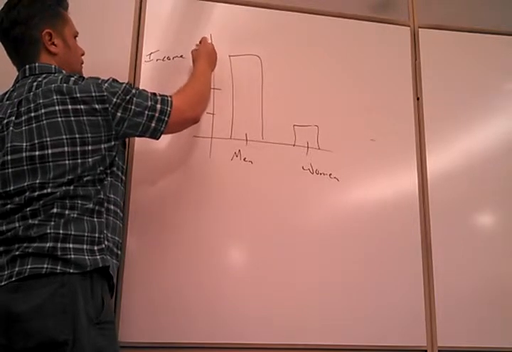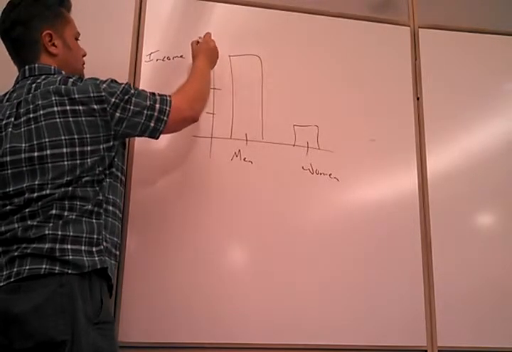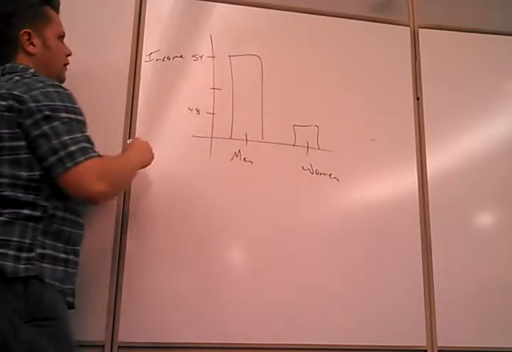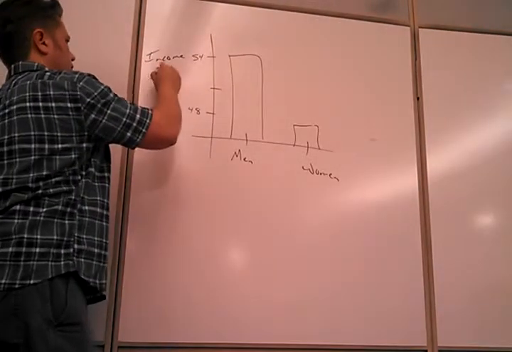Let's see. I don't know, Jeff, what you got? 54. Why not? And this is in like thousands.